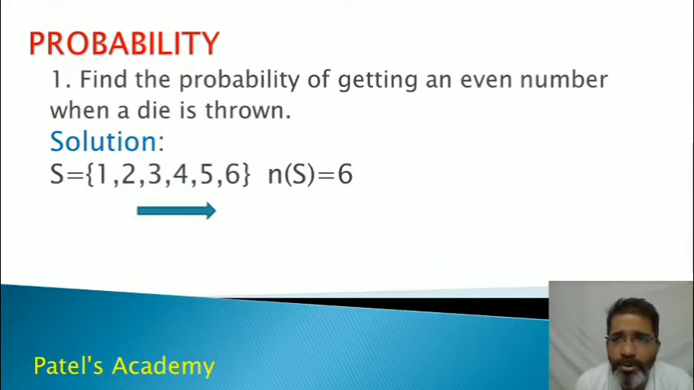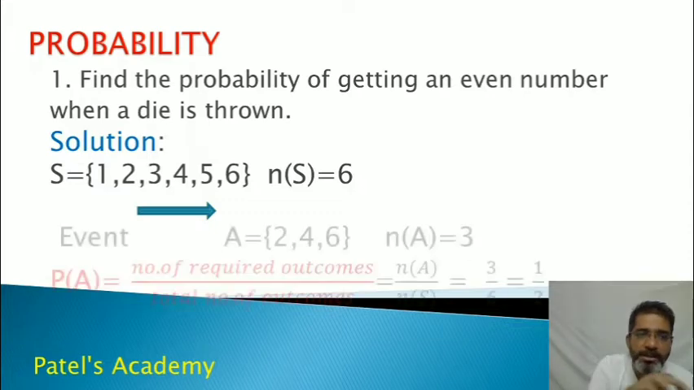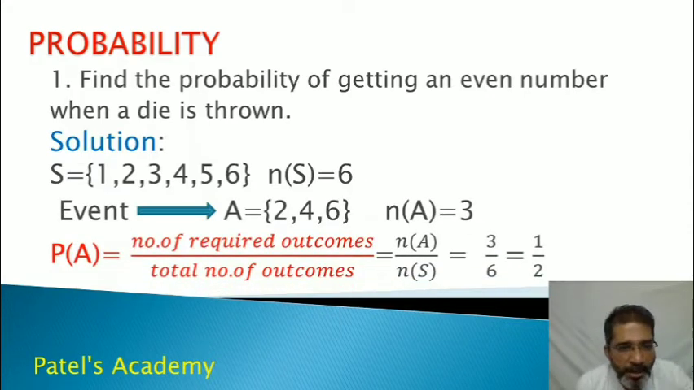You have to find the probability of getting an even number when a die is thrown. So we all know the sample space when a die is thrown is 1 to 6. Total outcomes are 6. Now I want only even numbers from these. So if I consider only even numbers, that is event A, you can use any other letter but not S. S is for sample space. So A equals, in the form of a set, I'm writing 2, 4, 6. So that is 3. n(A) is 3. So that is nothing but the required outcomes.